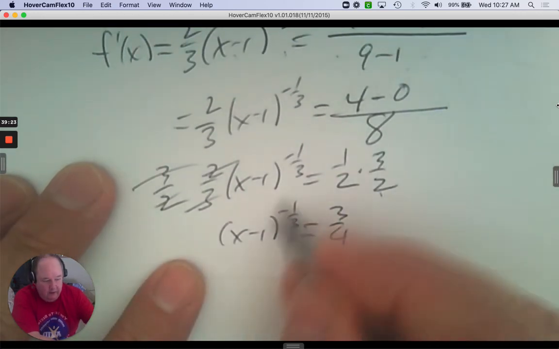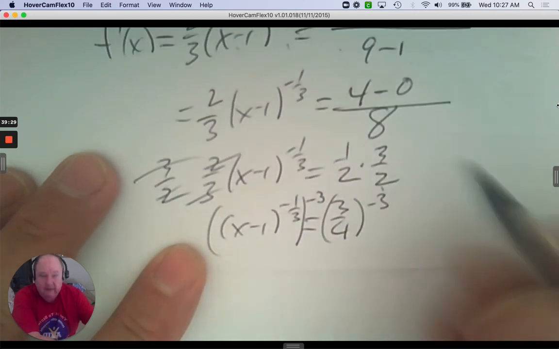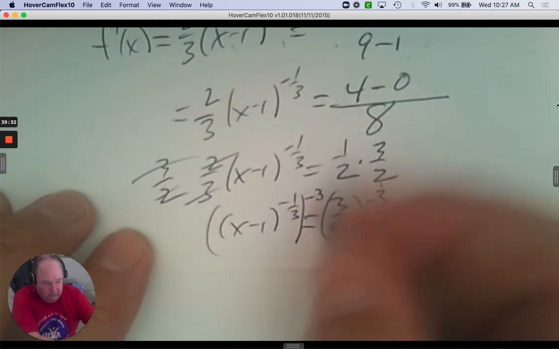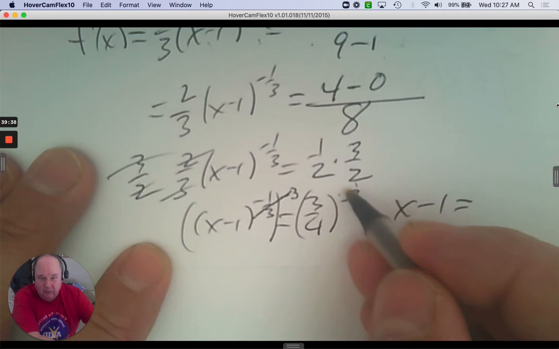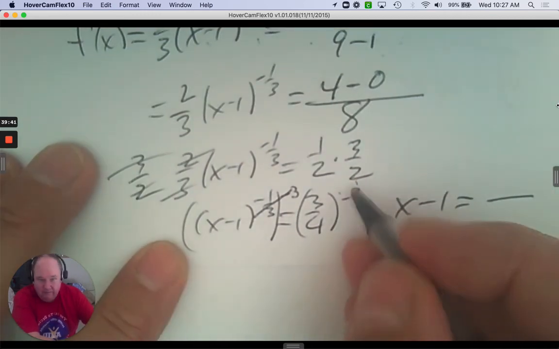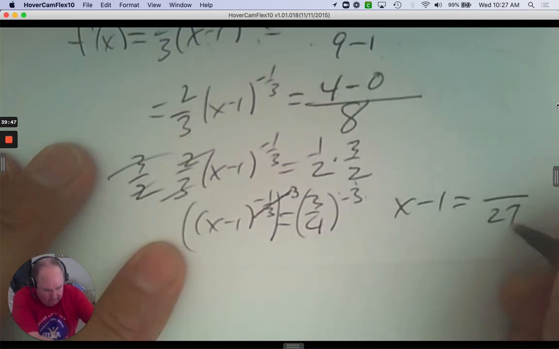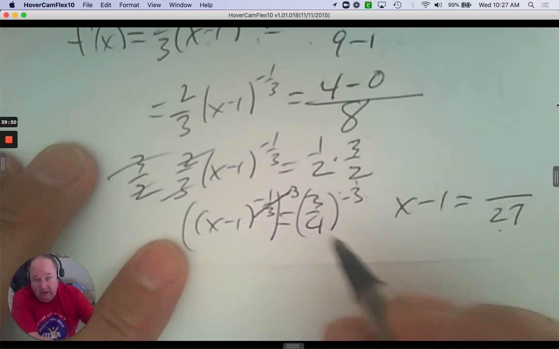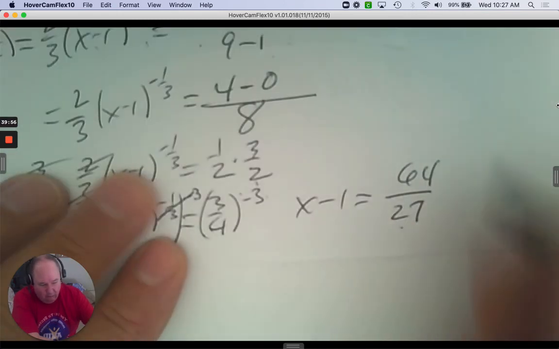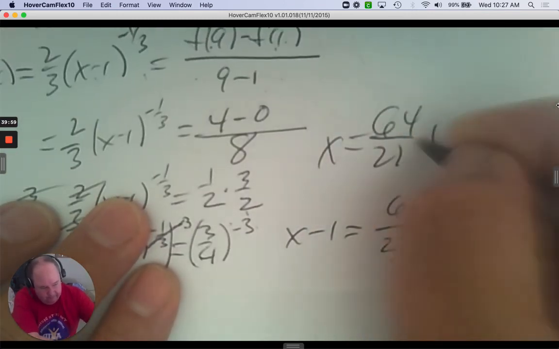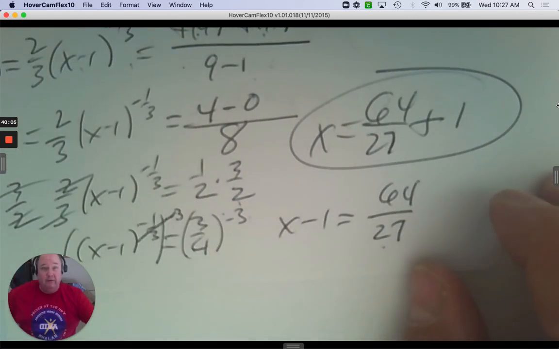Next, I'm going to undo the exponent by raising both sides to the exponent -3. When I raise it to the exponent -3, the exponents undo each other. So I have x minus 1. On the right side, the negative exponent means reciprocal, and the exponent 3 means 3 times 3 times 3. So that's going to be 27 in the denominator, and 4 times 4 times 4 in the numerator. The last step is just to add 1. You could make common denominators, but that's numerically equivalent and it's over.